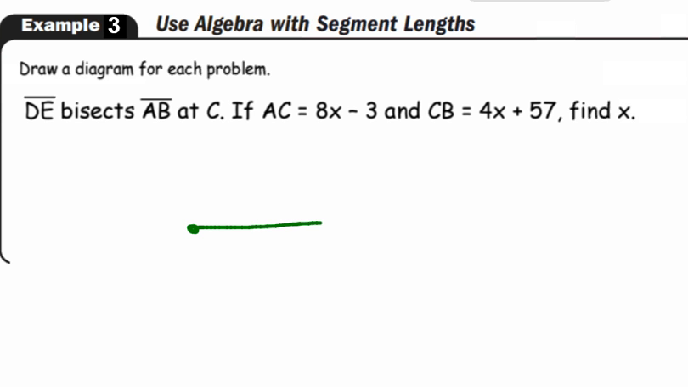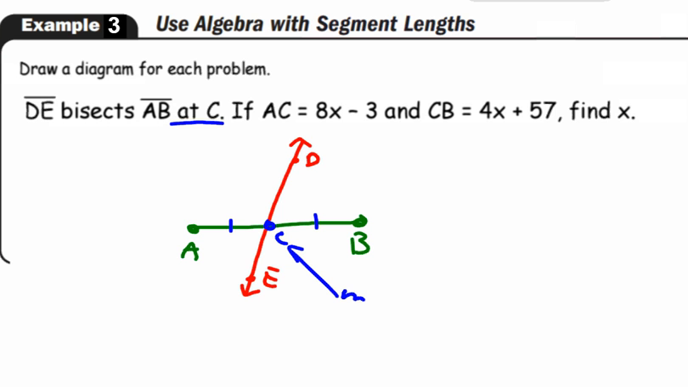Okay, so I'm going to draw my line segment AB. Okay, and here comes DE, bisecting AB at point C. That's what this says. So here's point C right here. So I now know that these two segments are equal. I also know that point C is the midpoint. Okay, so moving on.